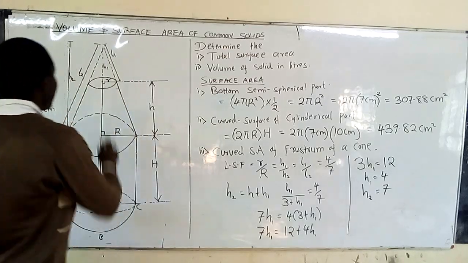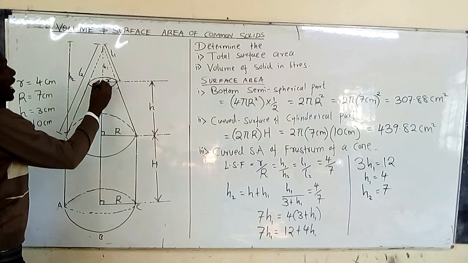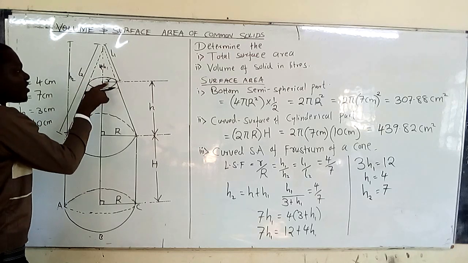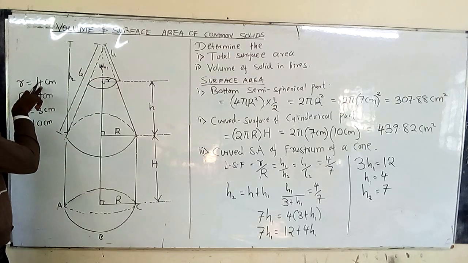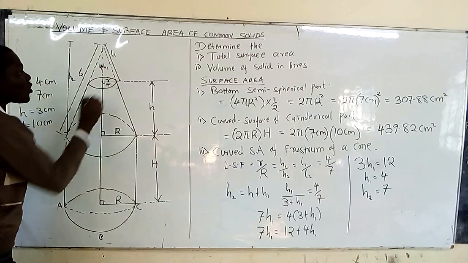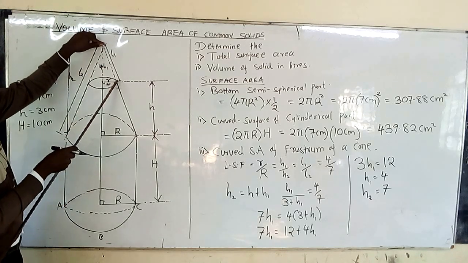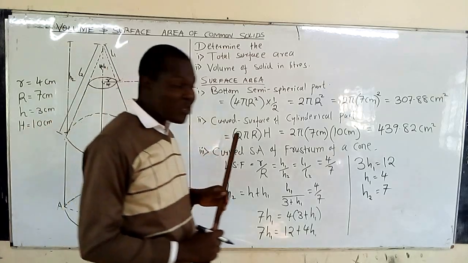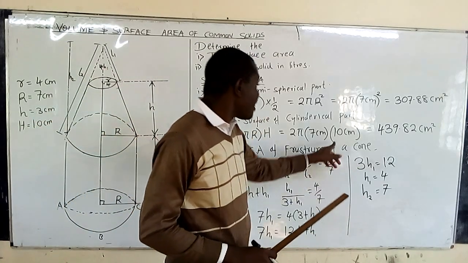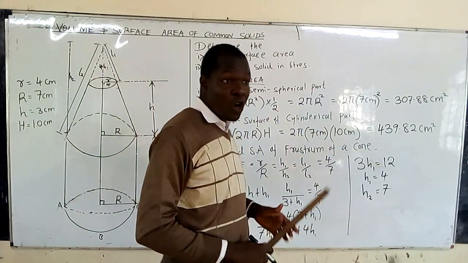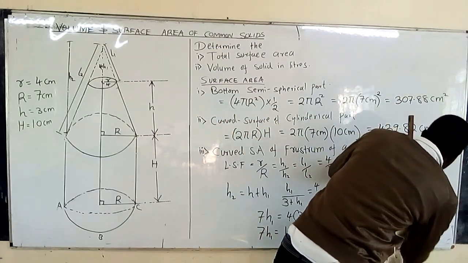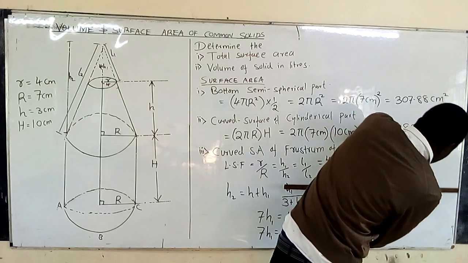So you see this H1, from here up to here, you found it is 4. And this radius was what? The radius small r was also 4. So you can now get the slant height L1 by using Pythagoras theorem, isn't it? Because that slant height is what we are interested to get the curved surface of a cone.